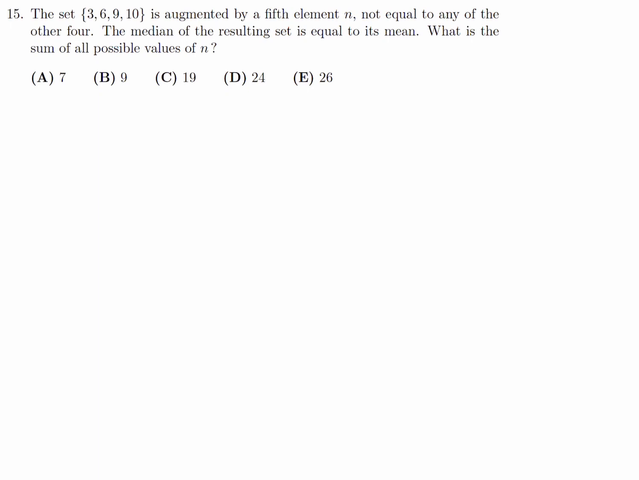The set S, or 3, 6, 9, 10, is augmented by a fifth element n, not equal to any of the other 4. The median of the resulting set is equal to its mean. What is the sum of all possible values of n? So this is going to involve casework. First and foremost, we've got these 4 numbers, and then we're going to have an n in there. So we'll make a little table here, mean and median, for certain values of n.